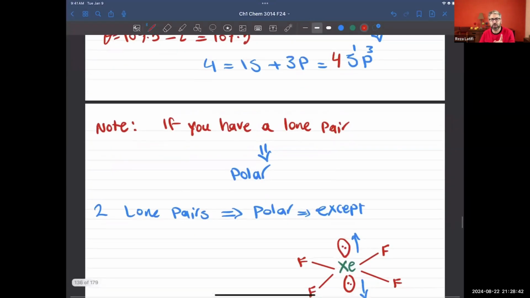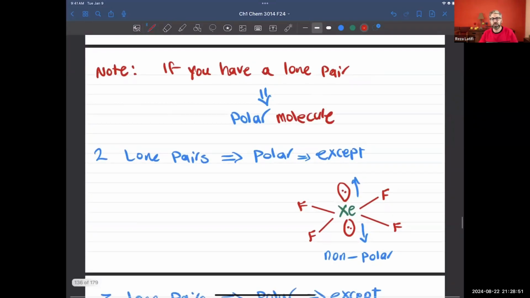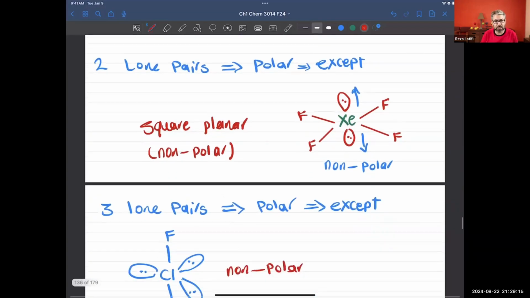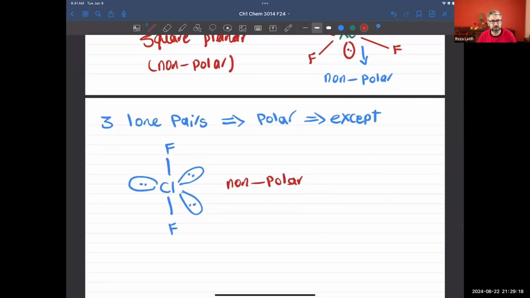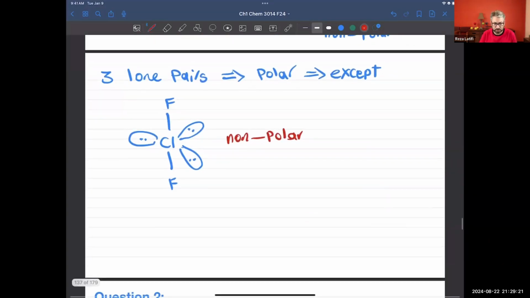Let's review what we said. If we have 1 lone pair, that is enough to make the molecule polar. If you have 2 lone pairs, your molecule will be polar, except when you are talking about square planar. That one will be non-polar. How about the 3 lone pairs? It will be polar, except when you are dealing with linear geometry.